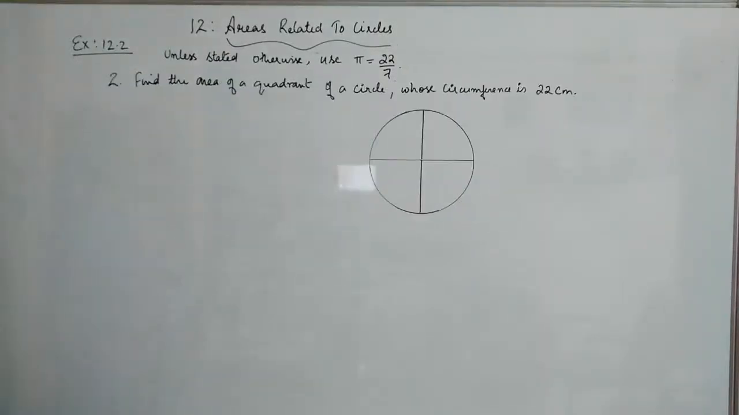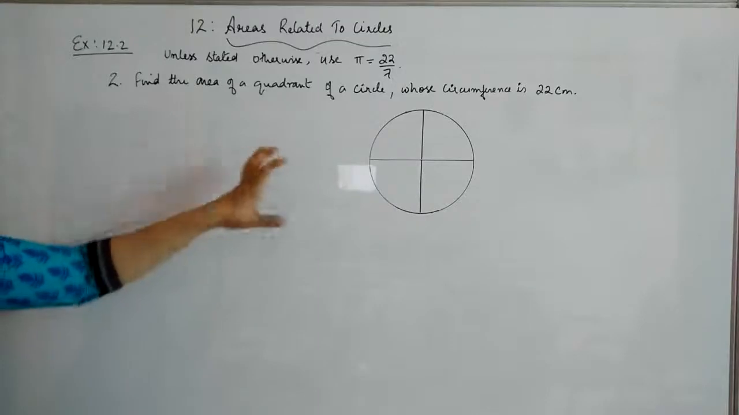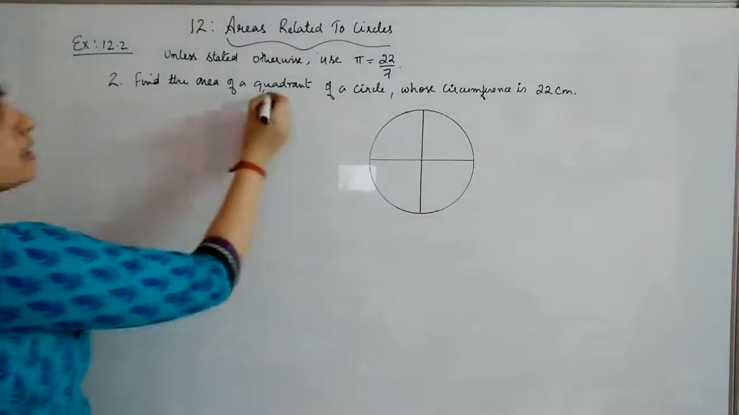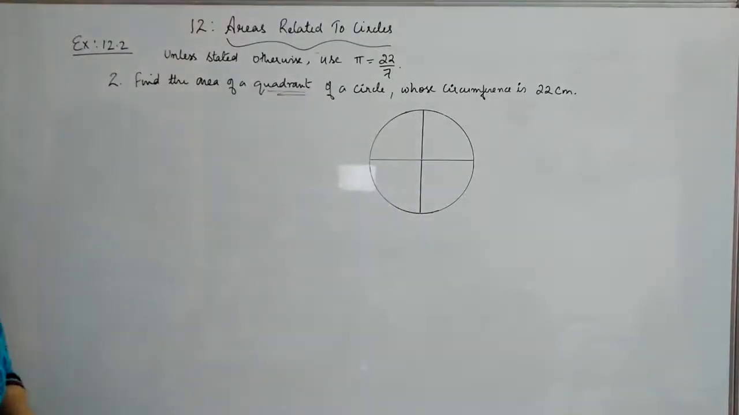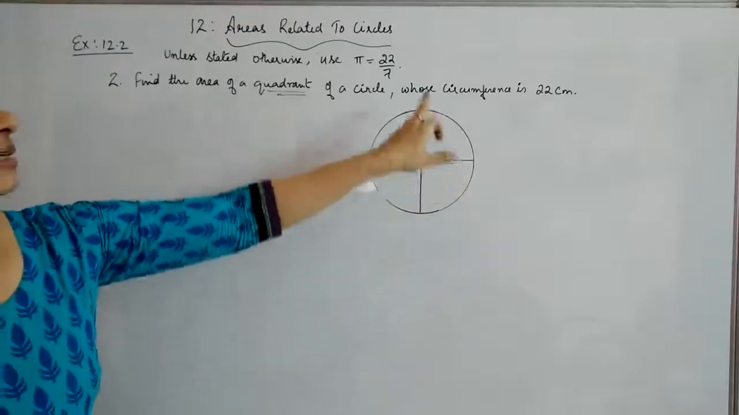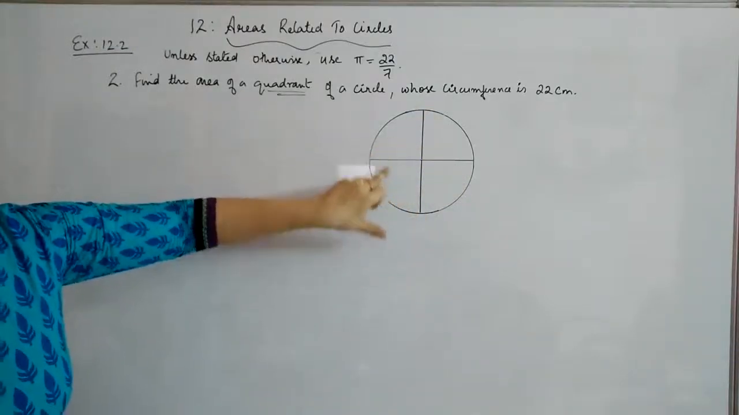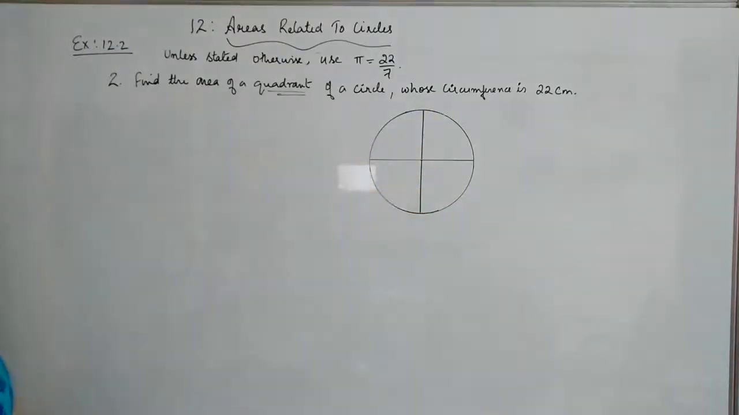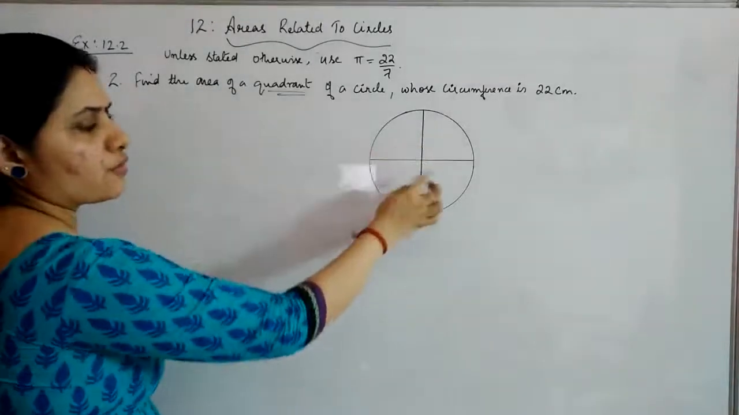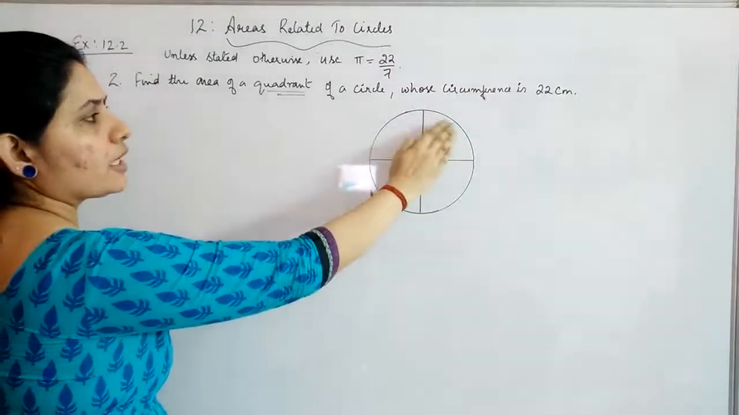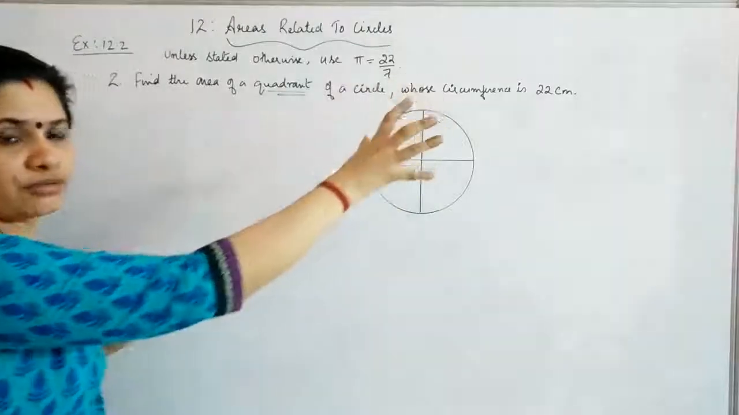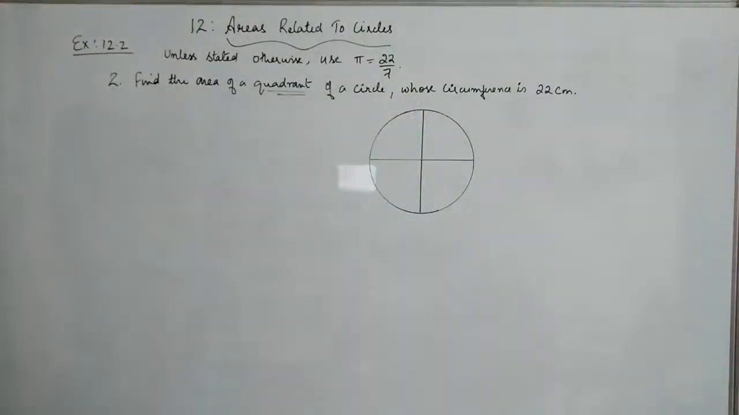Question number 2 is, find the area of a quadrant of a circle whose circumference is 22 centimeter. Now what do you mean by a quadrant? Quadrant is the quarter portion of a circle. So this is the total circle. So one part of these 4 parts is known as a quadrant. You have 4 quadrants for a circle. So you have to find out the area of one of the quadrants. Each of the quadrants will have the same area.